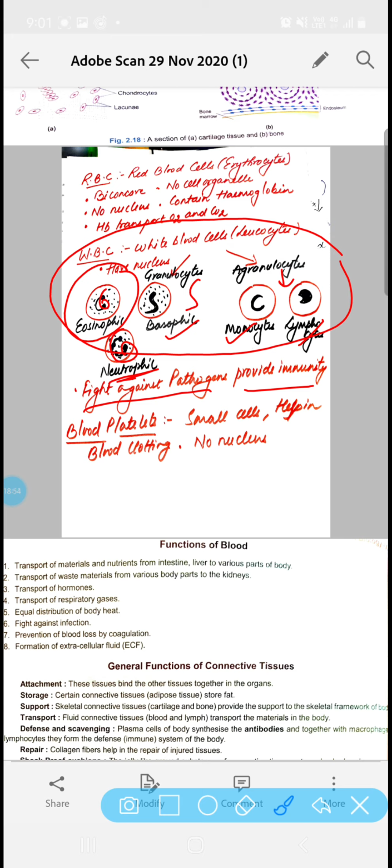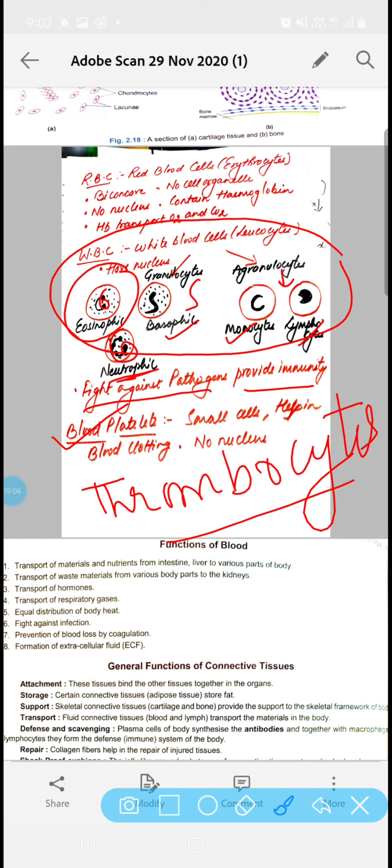Then comes the third category of blood cells, that is the blood platelets, which are also called thrombocytes. Now these thrombocytes are very small in structure, and they help in blood clotting. What do you observe when you get any injury? The blood starts coming out. It starts bleeding, and after some time, that blood stops bleeding, and a network of fibers covers the injured part. That is called blood clotting.